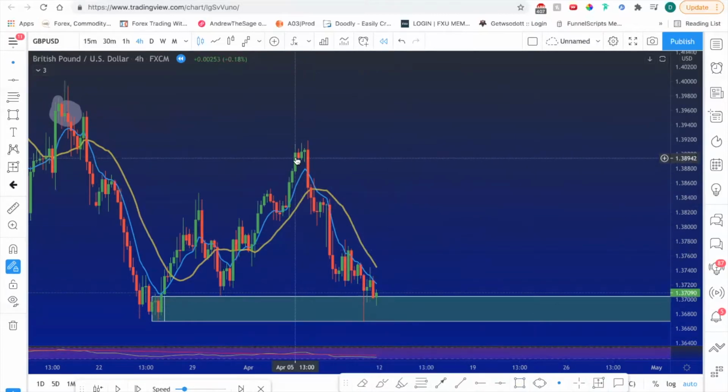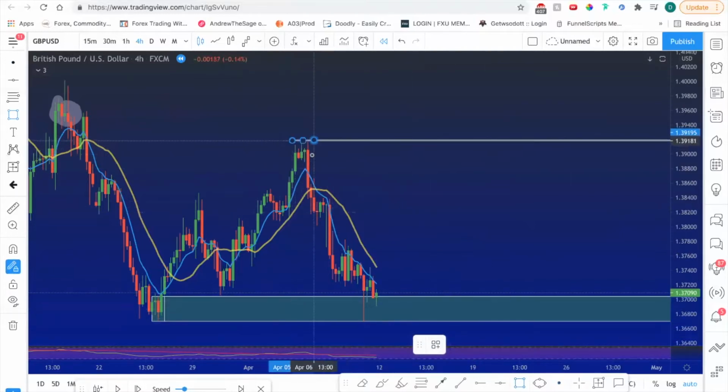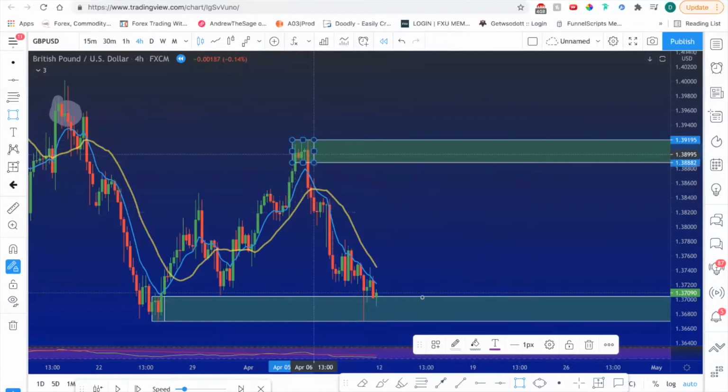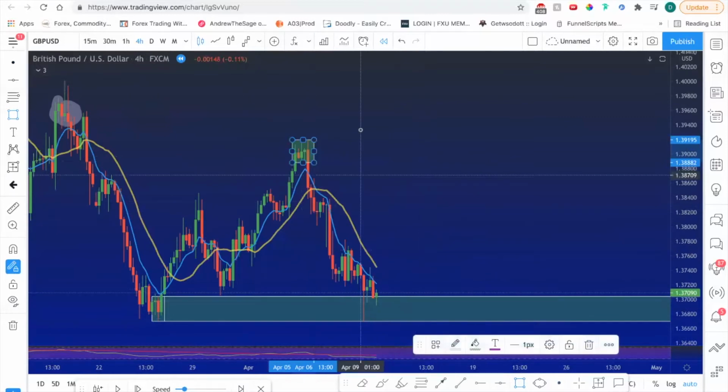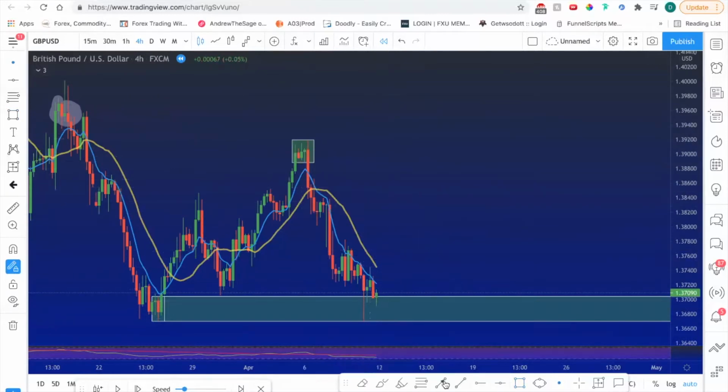So looking at the 1, 2, 3, this is 1. 1, 2, 3. Yeah, the consolidation. Yeah, that's 1. Yep, so that's 1. Right. This is 2.